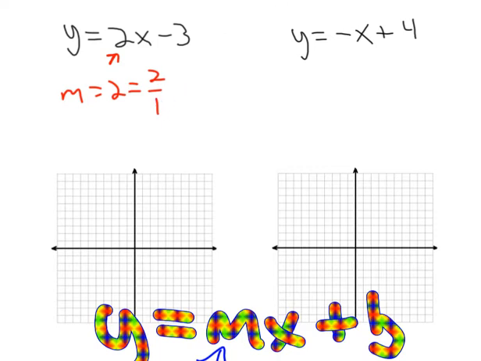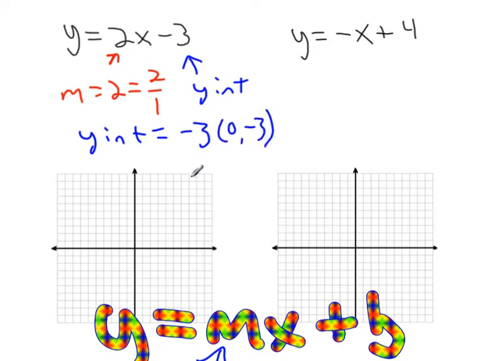Well, what's the y-intercept? The y-intercept is that last piece. So the y-intercept is in the place of b, in y equals mx plus b, and that equals negative 3. Or the point would be 0, negative 3, because it's where it crosses the y-axis and x is 0 there. So let's plot the y-intercept. That's our first step. The y-intercept is at negative 3.